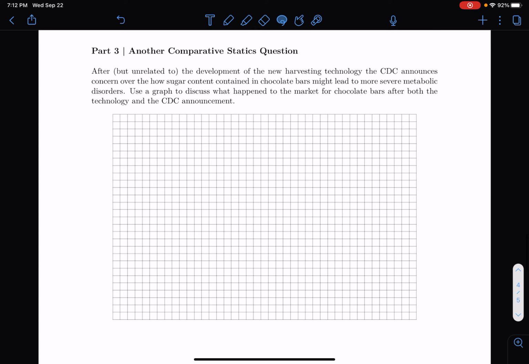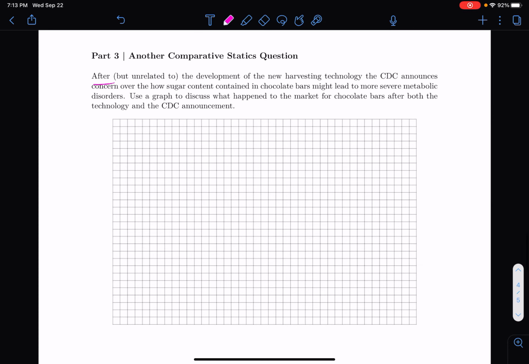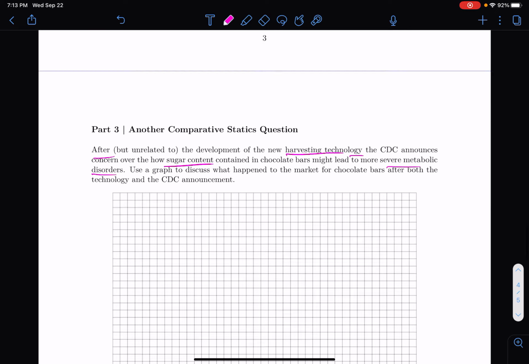So we have another comparative statics question here. Essentially, we're going to look at what happens after the new technology, where the CDC is concerned about the sugar content in chocolate bars. Might be bad for your health. And so what we're asked to do is something similar to part 2, but discussing what happened after both of these effects.